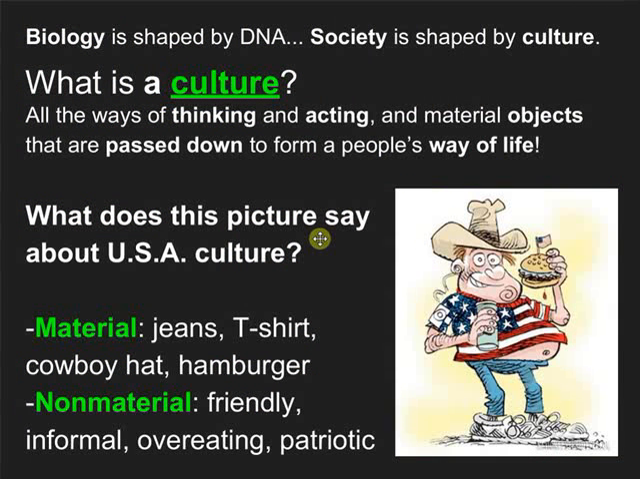When we talk about a particular culture, we mean many different things, all of which make up the common ways of life of a group of people. This includes both material objects, like the jeans and cowboy hat associated with the cultural stereotype of the United States of America, and also non-material ideas and behavior, such as the American stereotype of being informal and flag-waving patriotic.